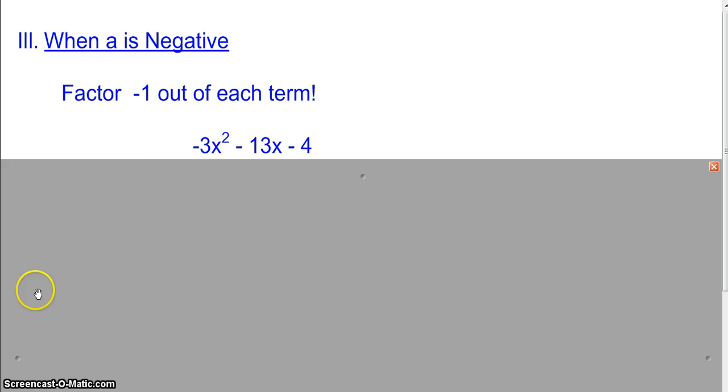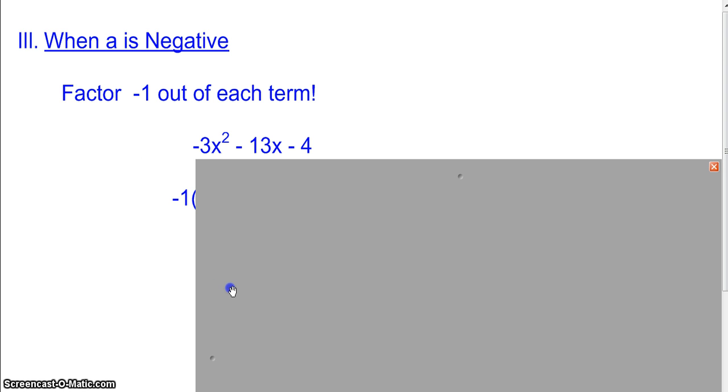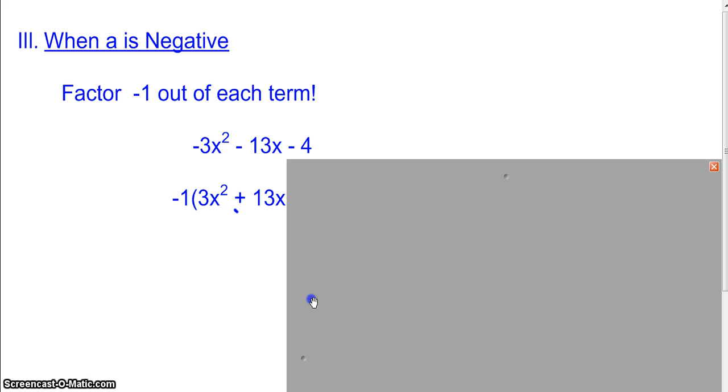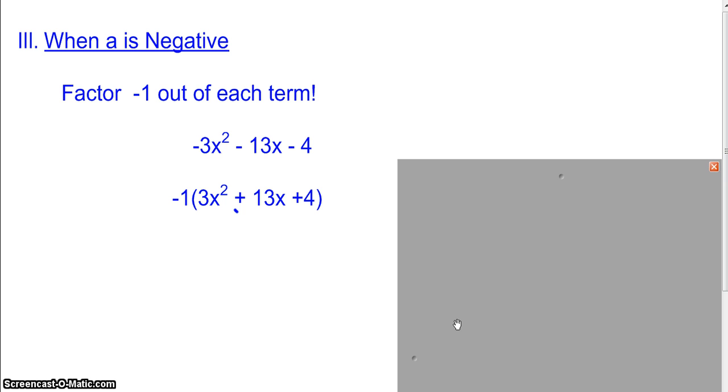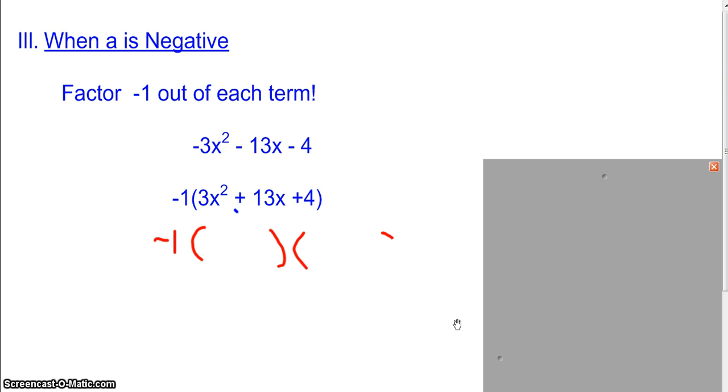So if we factor out a negative 1 here, what do we have left? What does the trinomial now look like? The opposites, right? So negative 1 times, what's next? 3x squared plus 13x plus 4. There it is. So you've got to keep the negative 1 with you, but take it out. And now look, we are left with a trinomial that's really nice and positive. Okay? So we say negative 1, and what are the binomial factors that can take us back to that trinomial?